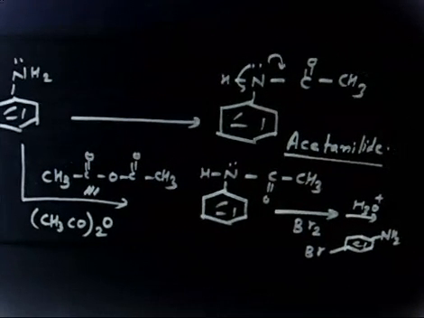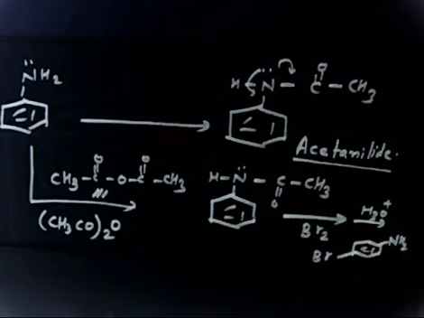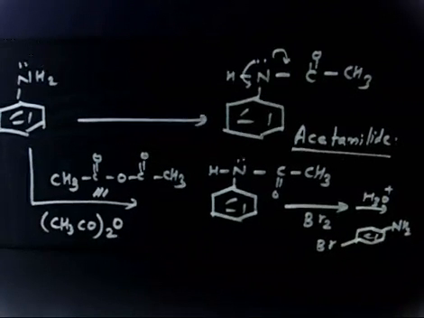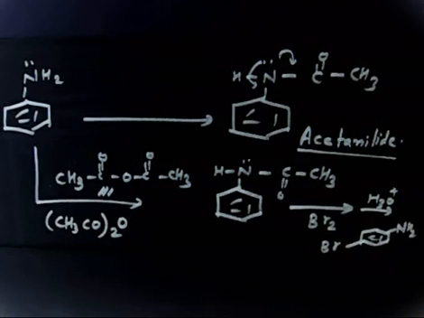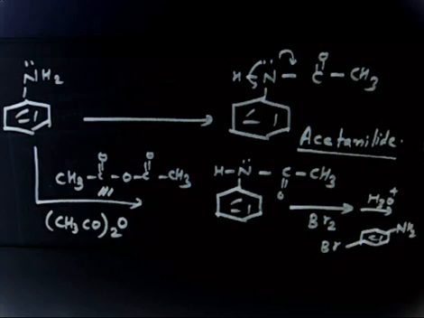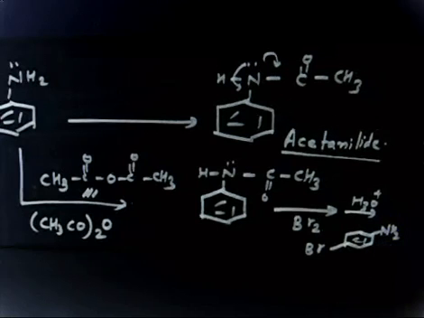Even if you don't remember the name, there's no problem. You simply know the mechanism. Why do we react with acetic anhydride? This is acetic anhydride. We react with acetic anhydride to decrease the reactivity of phenol or amine. And once we have decreased the reactivity, only monohalogenation will take place, and then we can do hydrolysis to get back to the same compound. If I do the hydrolysis, I will have the amine NH2 group.